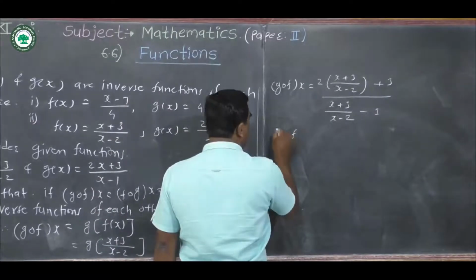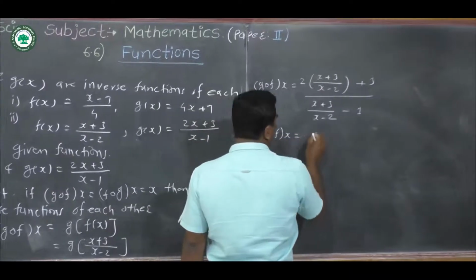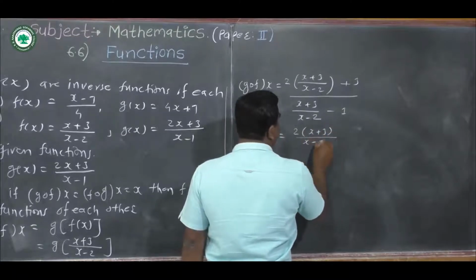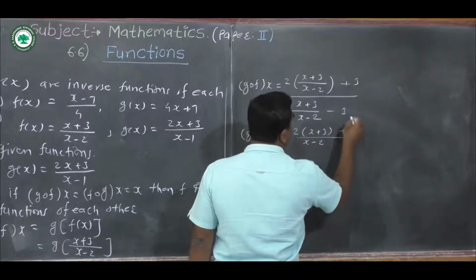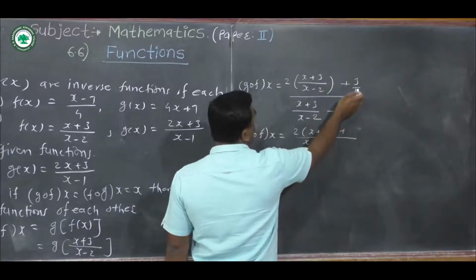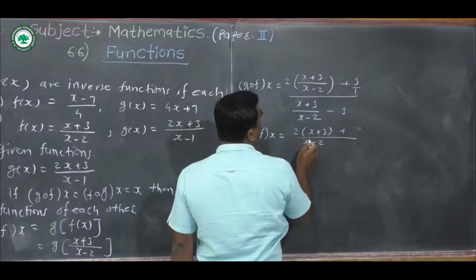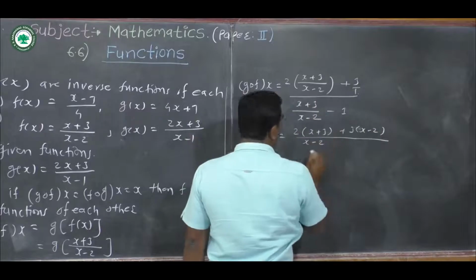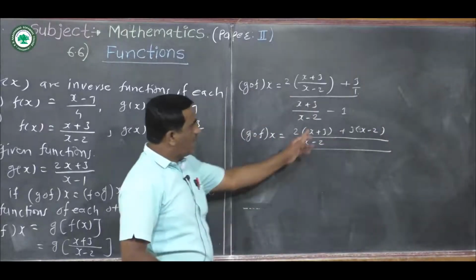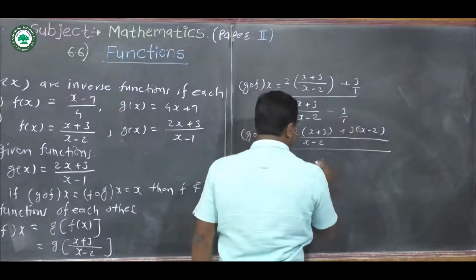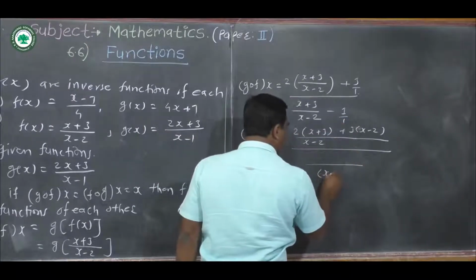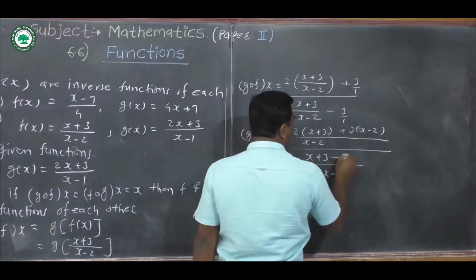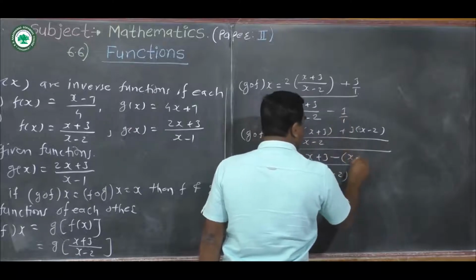f composite with g on x is equal to 2 into (x plus 3) upon (x minus 2) plus, you can take addition of these two fractions, 1 into this term as it is, (x minus 2) into 3, that is 3 into (x minus 2) upon (x minus 2) as it is, upon, take addition of these two terms. Okay, product of denominator and denominator, (x minus 2), cross multiplication, (x plus 3) into 1, x plus 3 minus (x minus 2) into 1, x minus 2.